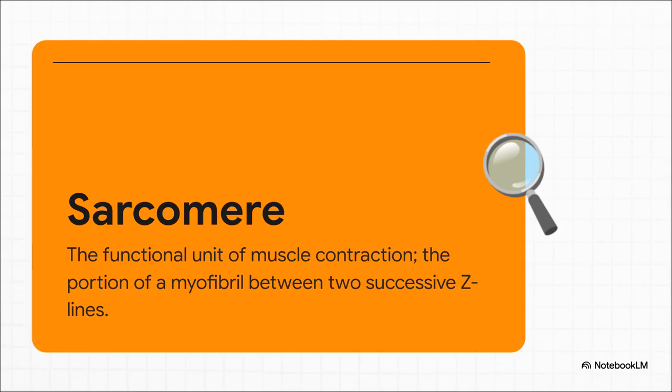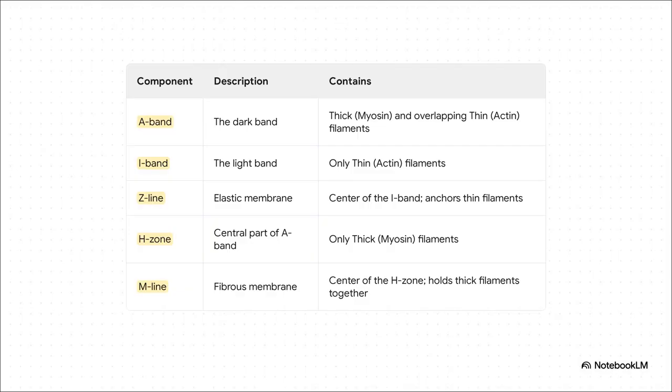Think of it as the smallest possible piece of a muscle that can still do the job. It's in these tiny repeating segments that all the magic really happens. Okay, I know this looks a little complicated, but don't worry. The key takeaway here is just how perfectly organized this whole setup is. This structure is actually what creates that striped pattern you see in muscle tissue under a microscope.